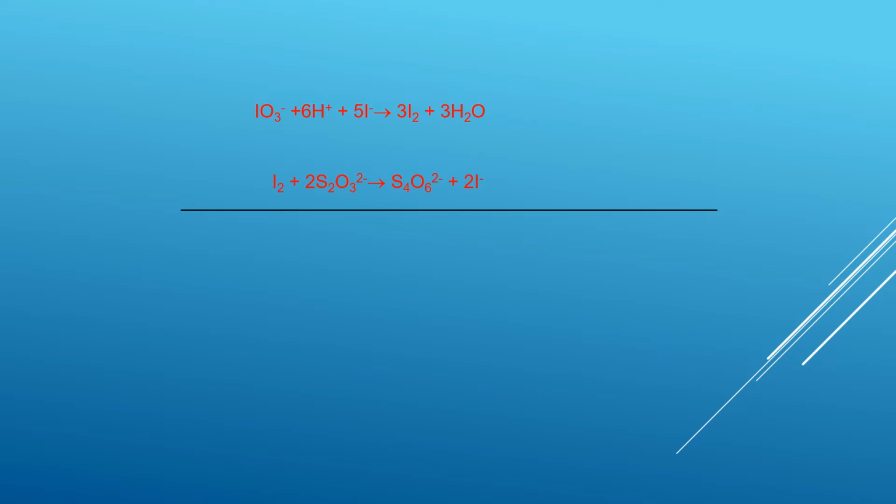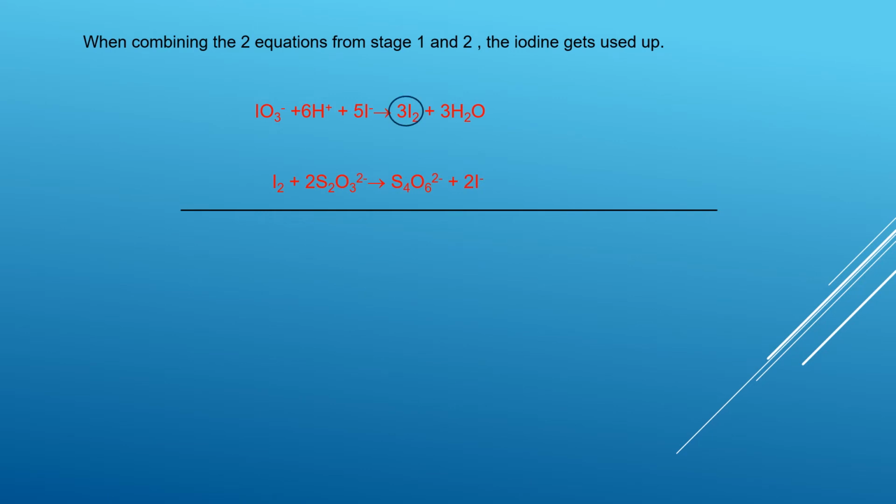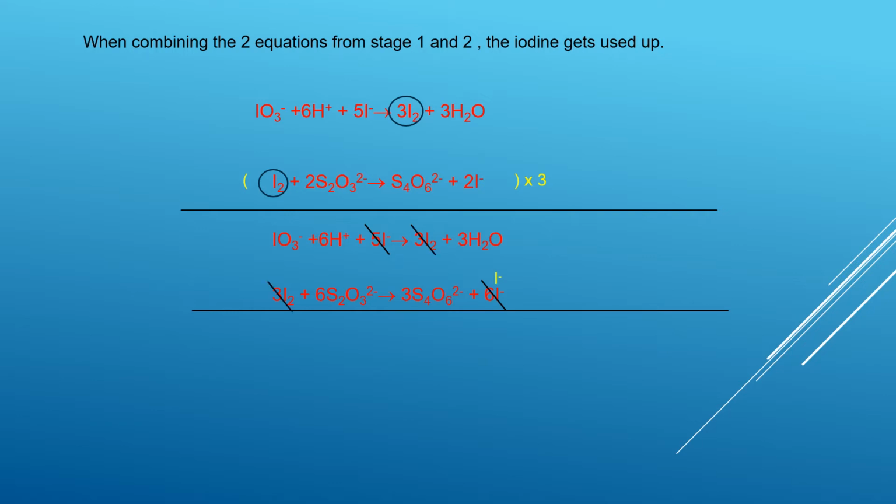So now if you look here, you will see that the first stage is having 3 moles of iodine, while the second stage is having 1 mole of iodine. So to cancel the iodine altogether, we will have to multiply this equation by 3. And when we do that, this is what we end up with: 3 moles of iodine plus 6 moles of S2O3 2-, giving you 3 moles of S4O6 2- plus 6 moles of I-. Okay, so once we reach this stage, cancel everything that's common on both sides. So we will be left with 1 mole of iodate here. Cancel the iodine, and then whatever remains, we'll just bring them down.